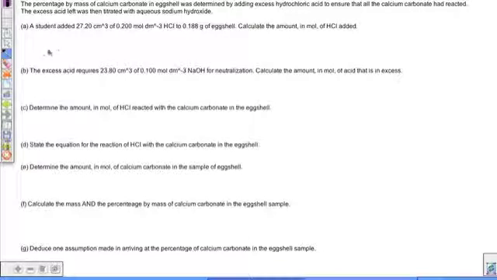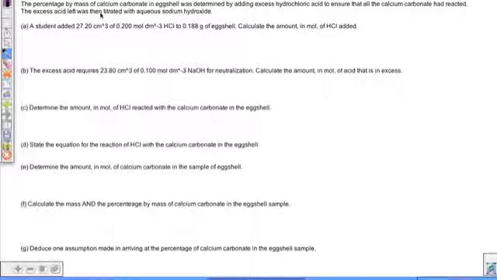exam. And it says the percentage by mass of calcium carbonate in eggshell was determined by adding excess hydrochloric acid to ensure that all of the calcium carbonate had reacted. The excess acid left was then titrated with aqueous sodium hydroxide. So we've got two reactions going on here.